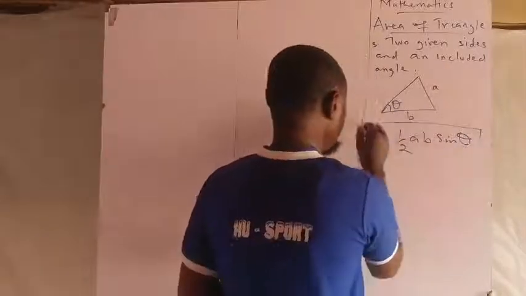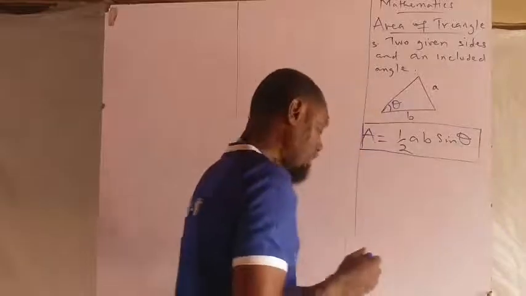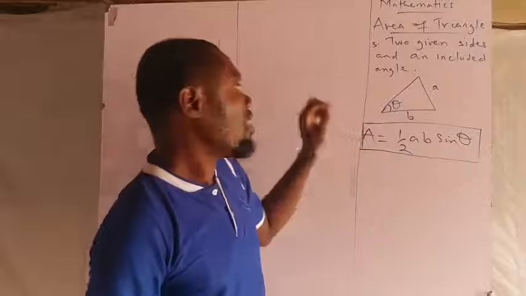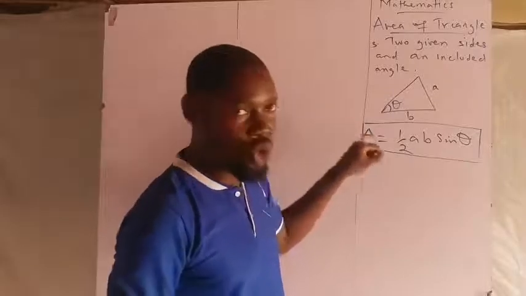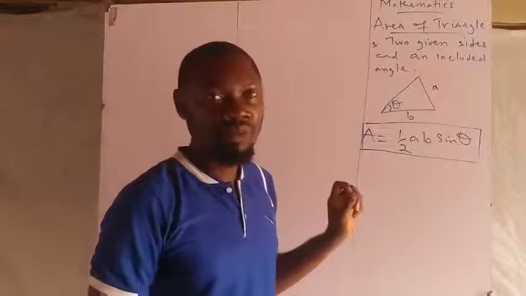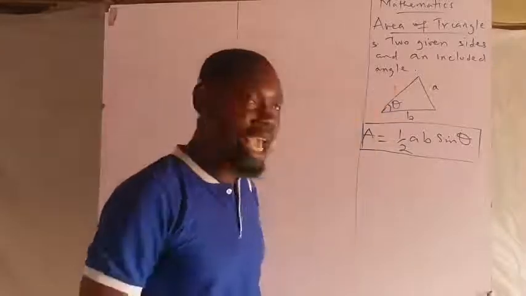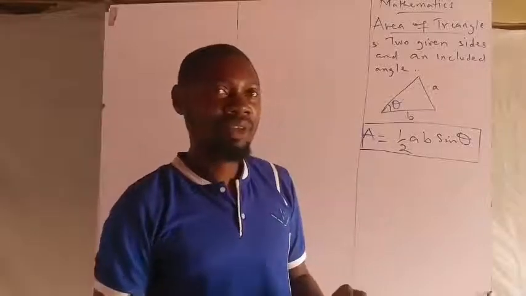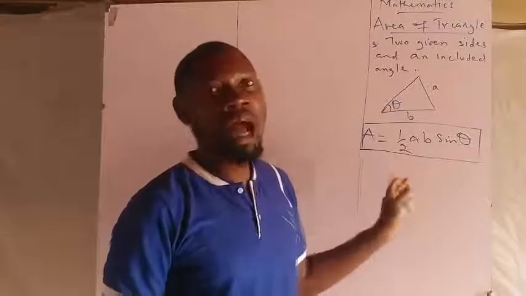Please note that this is the formula used in finding the area of a triangle that has two given sides with one included angle. The angle could be anywhere. But this is the formula to apply.